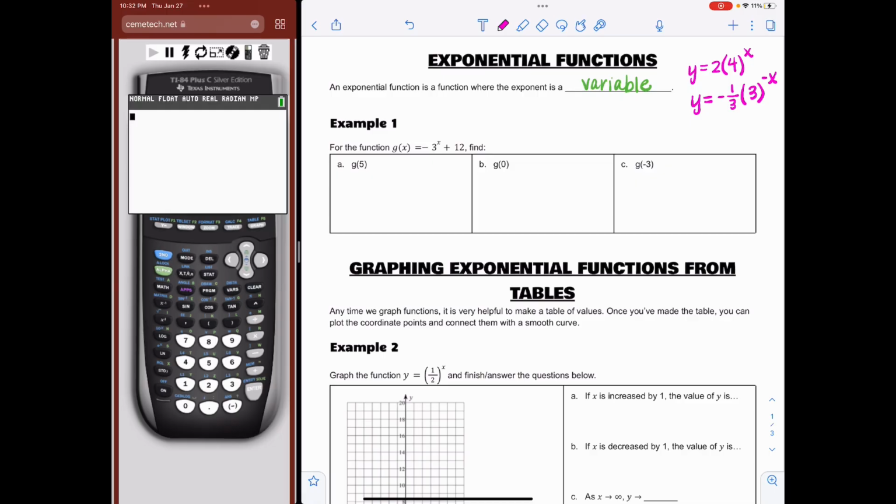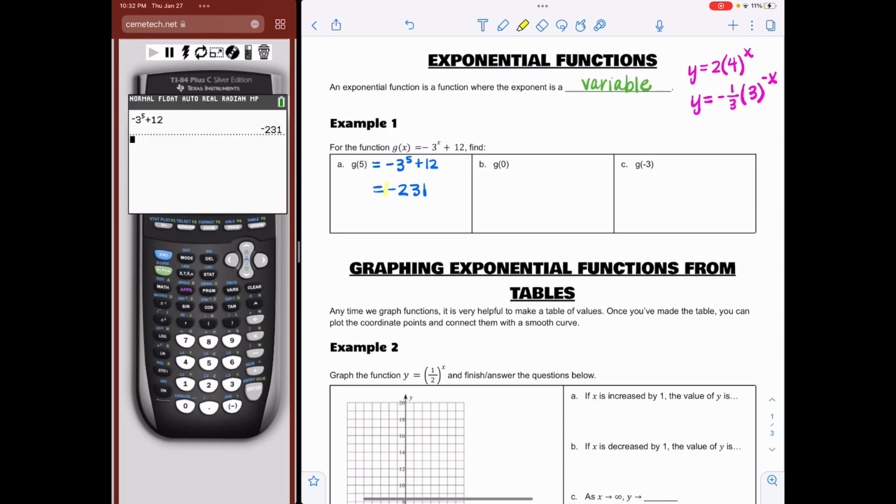So, for example, number 1, we are looking at function notation. So it says, for the function g of x is equal to negative 3 to the power of x plus 12, we need to find g of 5. So g of 5 means that we are substituting 5 in for x. So if I have g of 5 is equal to negative 3 to the power of 5 plus 12, and I substitute that into my calculator, my answer will be negative 231.